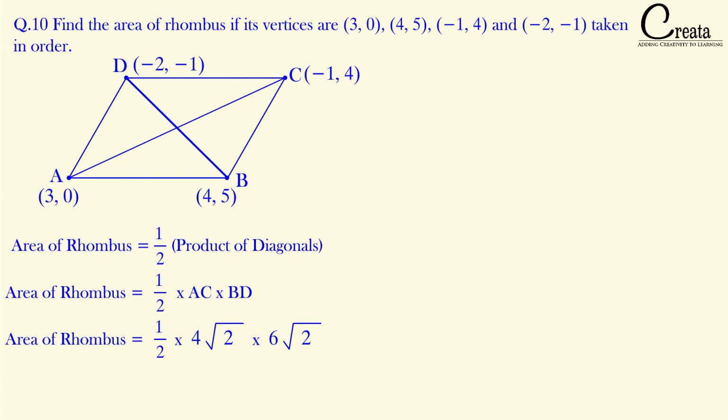Now we can easily calculate the area of the rhombus, which is basically equal to half into the product of the diagonals, that is half into AC into BD. So let's put the inputs. We got the area of the rhombus as 24. That is the answer to the question. This question does not involve the section formula, but it is given in exercise 7.2. No worries, we know the distance formula, so we can solve this question very easily.